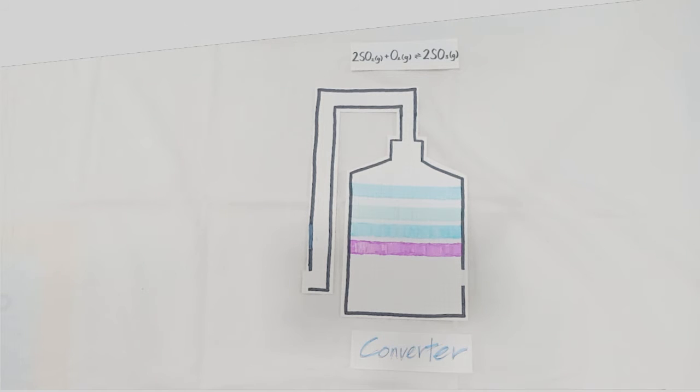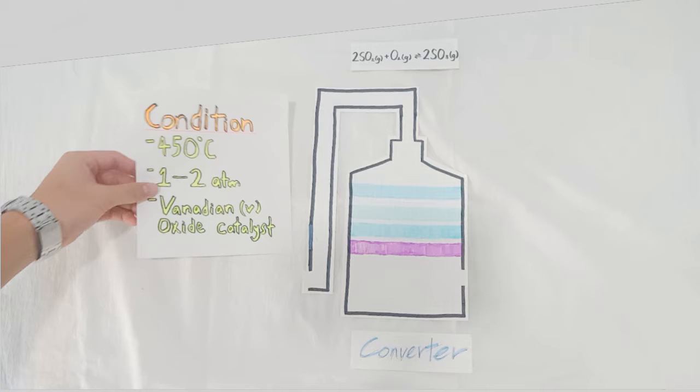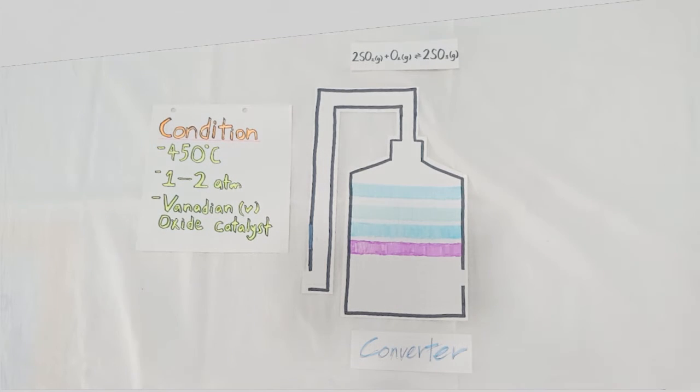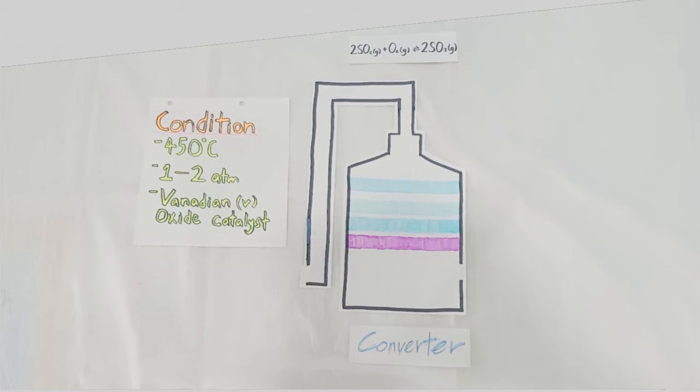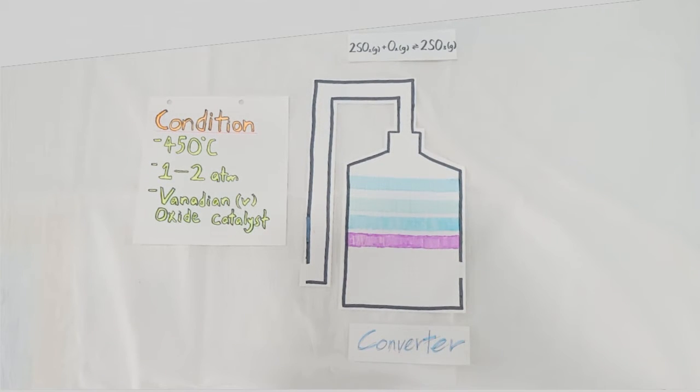Thus, to speed up the formation of sulfur trioxide and force the equilibrium to form more sulfur trioxide, a catalyst, vanadium(V) oxide, is added during this process. The reaction is also ensured to take place at 450 degrees and a pressure of approximately 2 atmospheres, as these conditions give a satisfactory rate without excessively compromising yield.